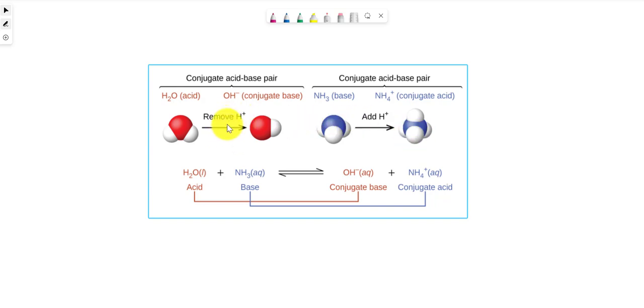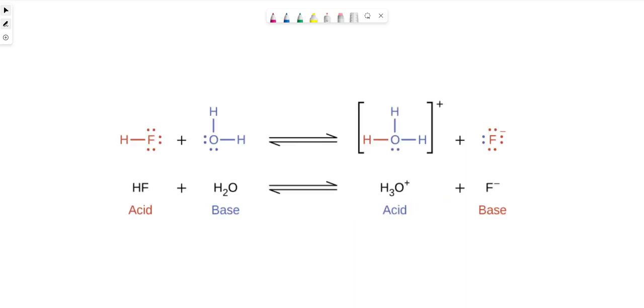Protons, if they're being removed or donated by something, they have to go somewhere. So that means anytime there's an acid in the system, there has to be a corresponding base to accept that proton. So as I mentioned, water can act as an acid or a base. That's the miracle of water and why everything exists within water.